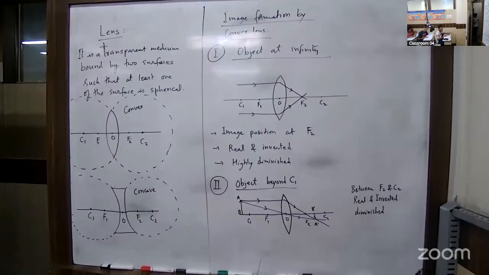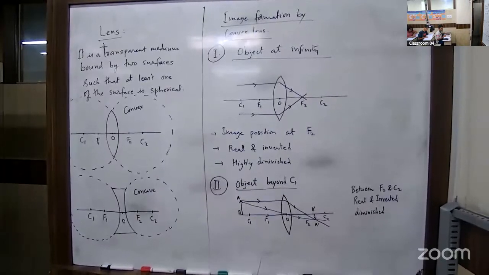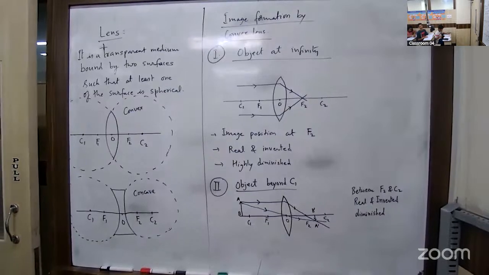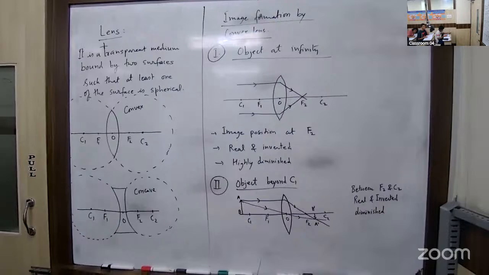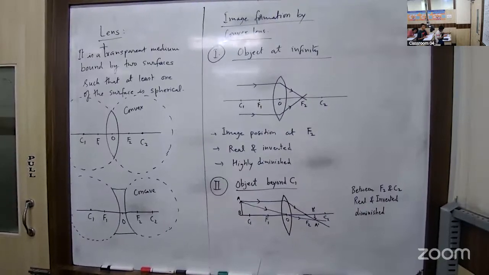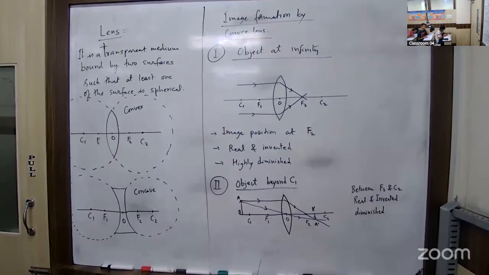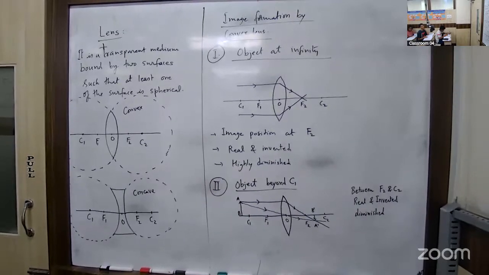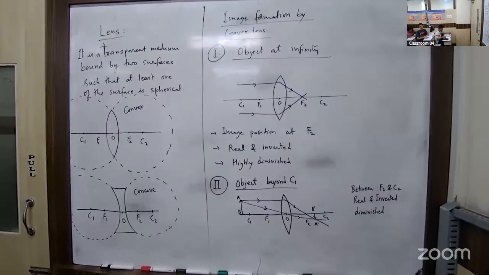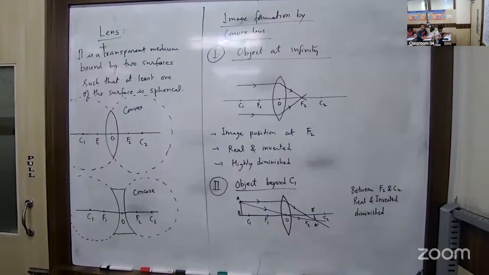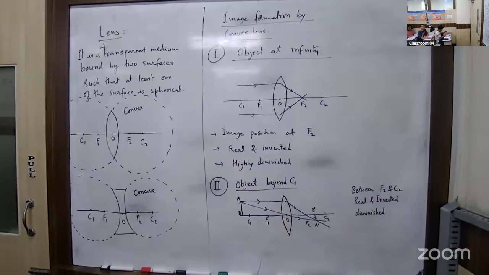So here what are the possible rays? Parallel to principal axis, ray passing through optical center, and ray passing through focus. If any ray is incident along focus, after hitting the lens, on the other side it becomes parallel. Okay, from these three, any two rays you will choose. Ray passing through optical center will go straight. So my ray looks a little curved down, but it should be straight.